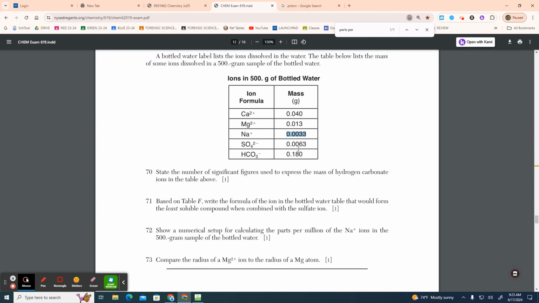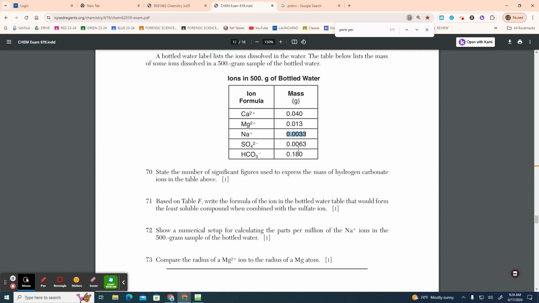What's the grams of solution? 500.0033. No, you don't have to add them together because it says the bottled water. The bottled water is the solution. The sodium ions are already in it. If they said just in water, then it would be add them together. But because they said the bottled water, you knew the bottled water already had this stuff in it. Now we multiply it by 1,000,000. That's going to give you parts per million.